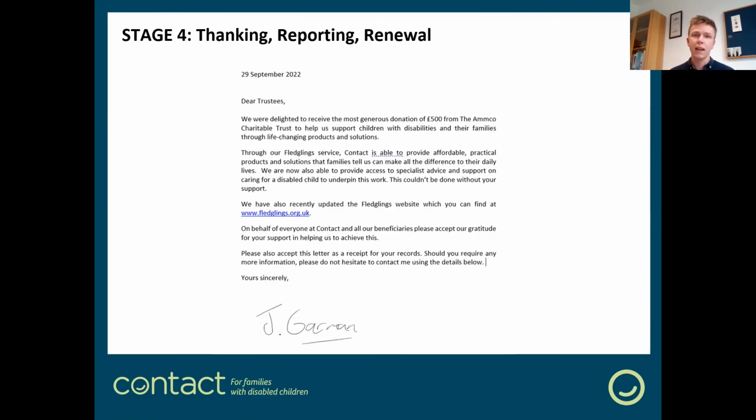So there's an example here of a trust that we've sent a thank you letter to. In this one, we've highlighted the amount that they've given, and then again, you're just highlighting the difference that their funding is going to make. So be sure to again highlight to the funder, look, you're giving us this donation, this is the amazing work we're going to do. But also, you can see at the bottom, it might be a bit small, but please accept this letter as a receipt for your records. So if they want something different, some trusts might want you to provide a receipt in a different way, they might want you to fill in their own form, but they'll acknowledge that to you and they'll let you know.